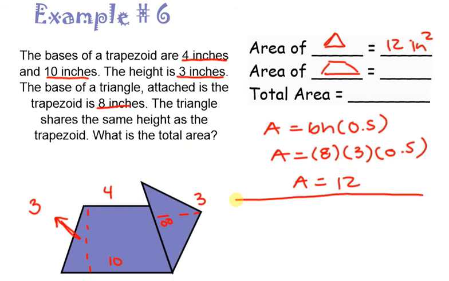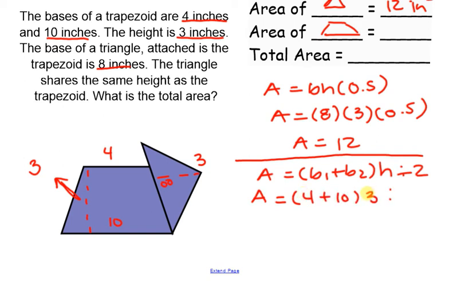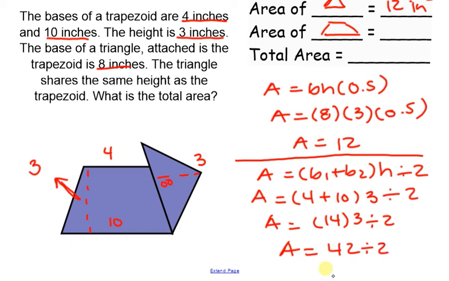Now we have the trapezoid. Area equals base 1 plus base 2, times the height, divided by 2. Let's fill in what we have. Area equals 4 plus 10 times 3 divided by 2. 4 plus 10 is 14, times 3, divided by 2. Order of operations tells us to do the multiplication first. 14 times 3 is 42, divided by 2, which gives you 21. So 21 inches to the second power.